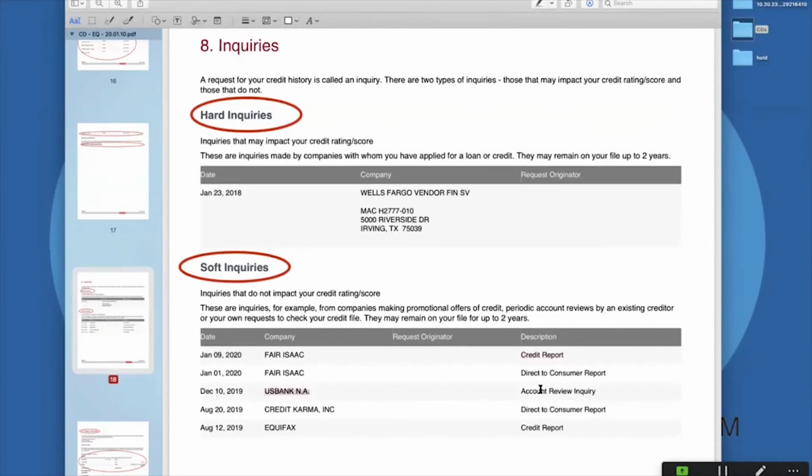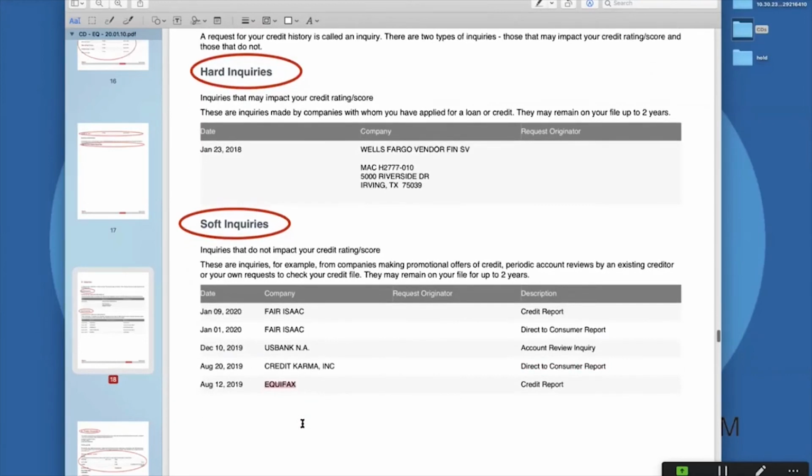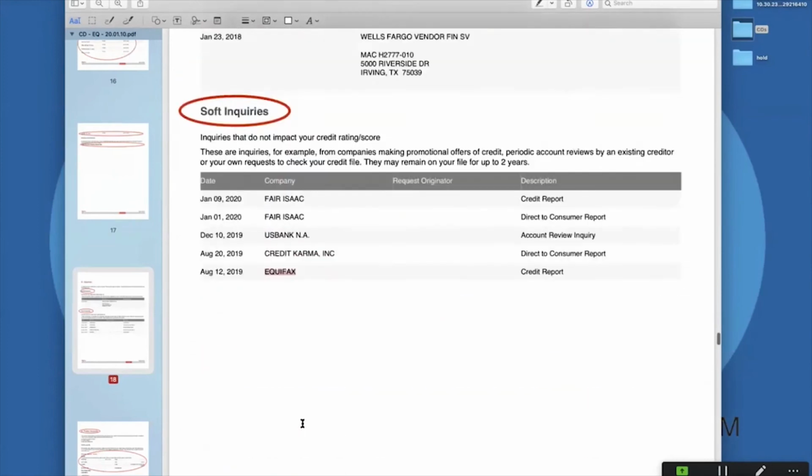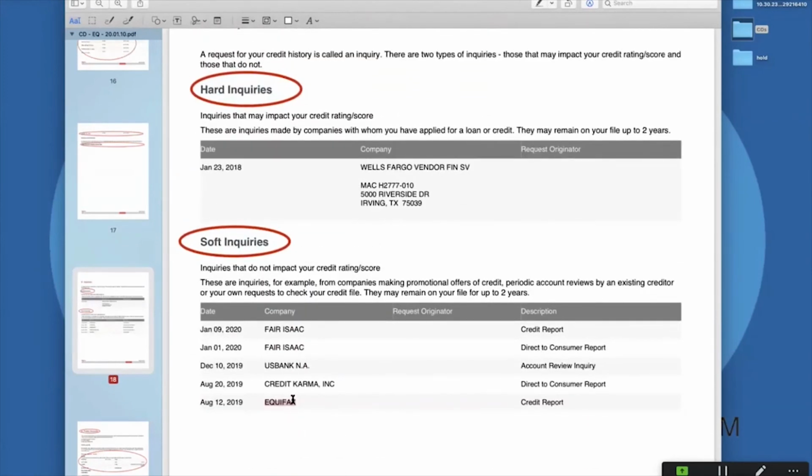U.S. Bank did an account review. So that's not a hard inquiry. Even Credit Karma checked in to this individual, this bureau, to see how you're doing. And then, of course, August of 2019, there was an Equifax report actually reported. I think those are the only ones that are there. All right. So hard inquiries, the only ones that count against you are hard inquiries. And in this case, there were 2. There was Mac and there was Wells Fargo.